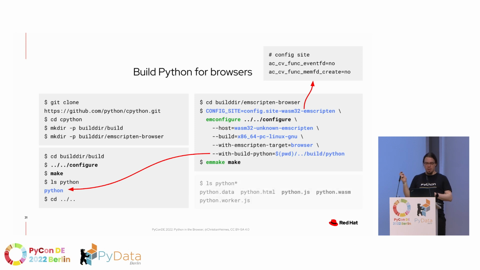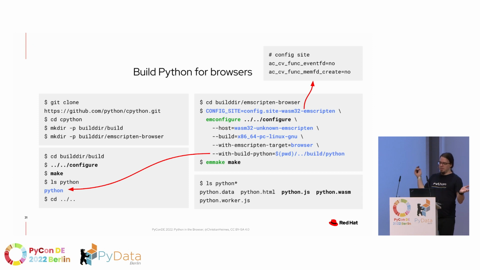And at the end, you get a couple of files. You get the actual WASM file and the JavaScript file. That's the operating system wrappers. We also get a worker thing that has to do with how we actually run the HTML file, which is the console, and the Python.data file. That's your standard library compressed into one single file.